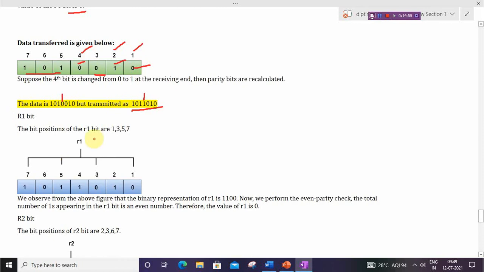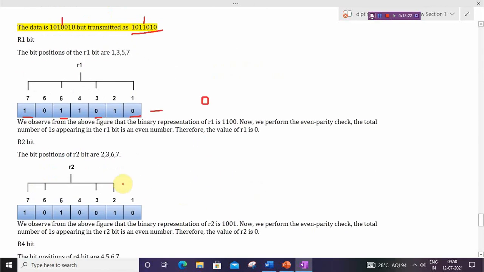Here if it is correct, the R1 is correct, then it will be 0. If it is incorrect, it will be 1. So here R1 will be calculated by using 1, 3, 5 and 7. So here 1, 1. So an even number of 1s. So R1 is 0. It is correct. So R1 is 0. Okay.